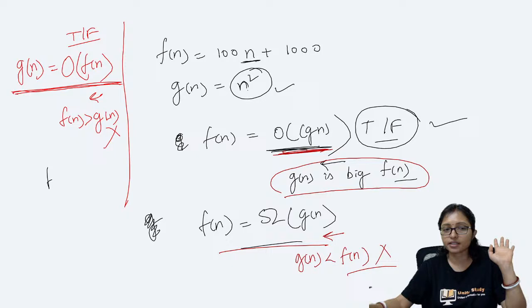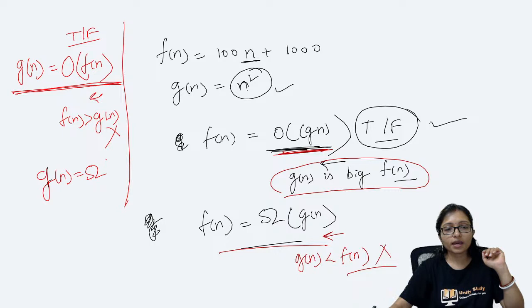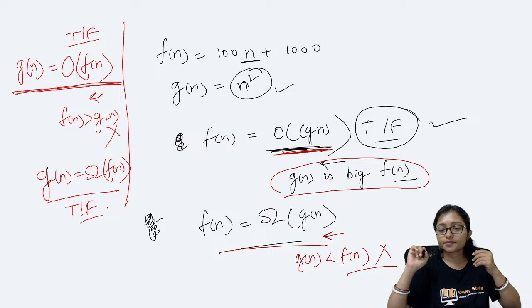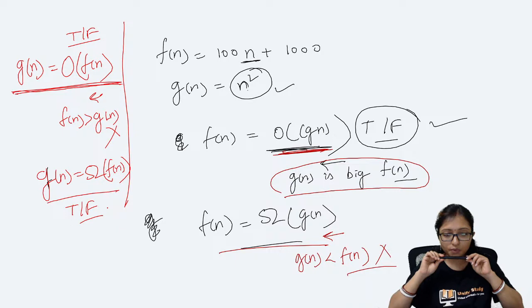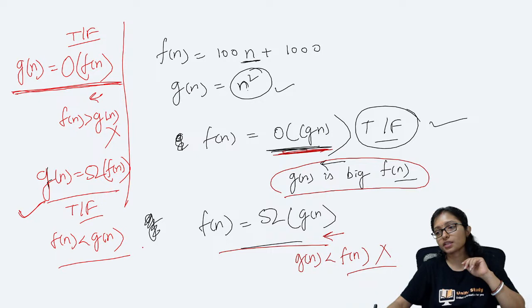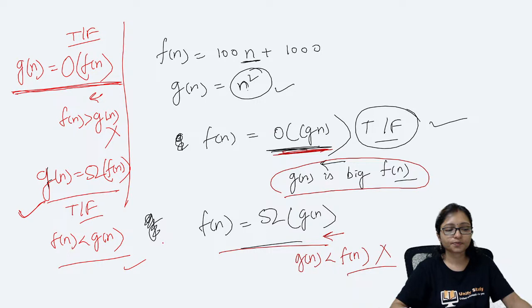But can I say that gn is omega of fn? Is this correct? Is it true or false? Yes, this is true, because fn is smaller than gn. So it's clear. Clear to everyone. No doubt, I hope. Yes, good. Very good.